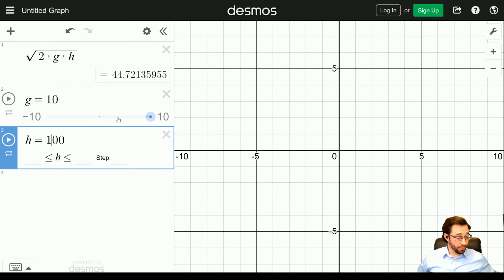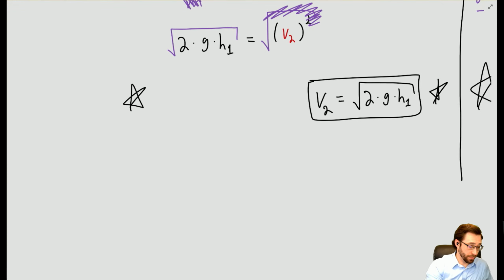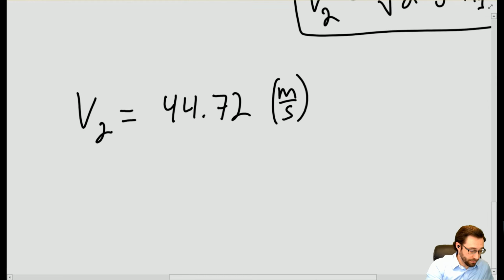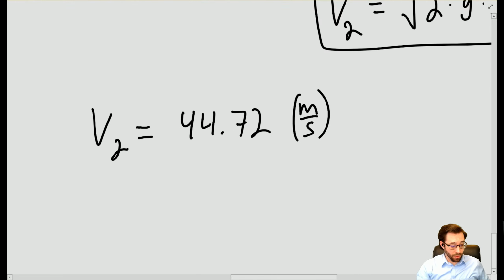So the answer about how fast the object is going at state 2 is 44.72. So the velocity at state 2 is 44.72 meters per second. Now, I want to briefly give you guys a refresher on how to round. It's kind of surprising how many people, for some reason, don't remember how to round properly. So what I'm going to do is I'm going to do that really quick.